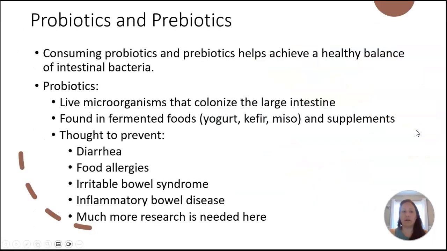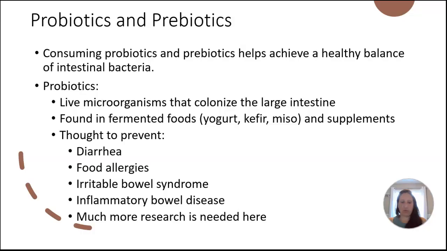Okay, so I'm going to briefly mention pro and prebiotics. Prebiotics, so pre meaning before. Prebiotics, did I skip a slide? Yeah, okay, sorry. Consuming these things called pro and prebiotics can help us to maintain a healthy balance of gut microbiota, intestinal bacteria.